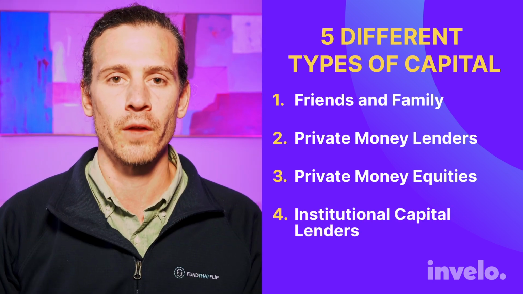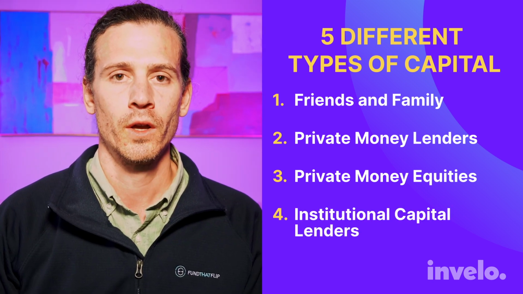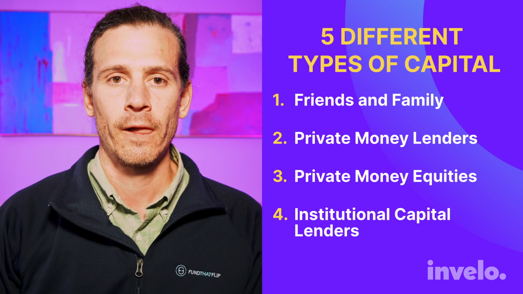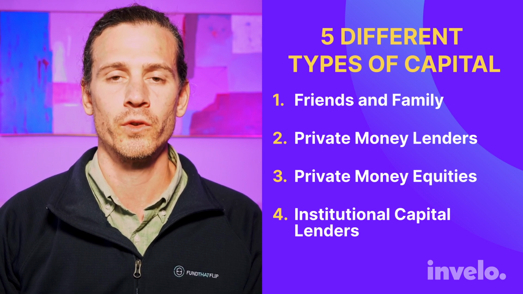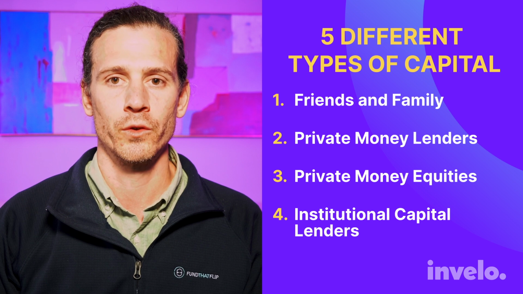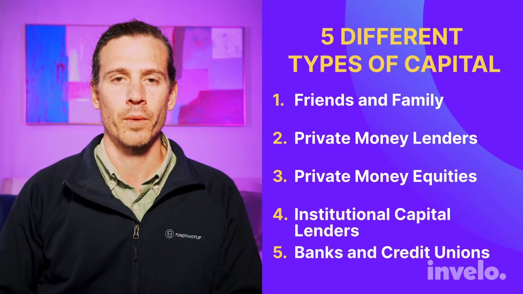The fourth one that we'll talk about today is institutional lenders, sometimes called hard money lenders. The difference here is these folks have businesses specifically set up to lend money to real estate investors. And then the fifth category that we'll talk about is banks and credit unions. There are some banks that will do financing for real estate transactions. We'll talk about what these banks look like and some of the pros and cons.